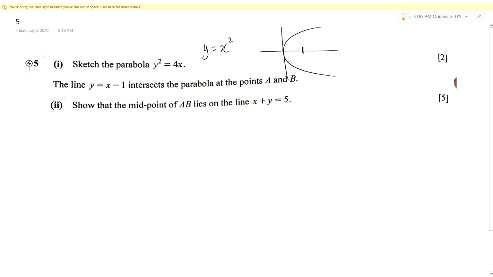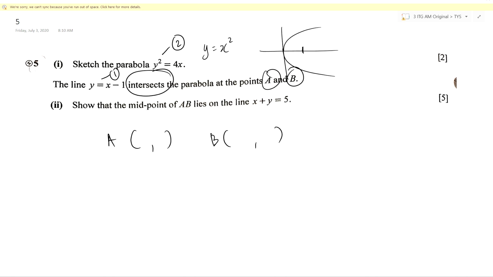Next part, the line y equals x minus 1 intersects the parabola at A and B. Intersection, understanding the problem, means finding solutions to our simultaneous equations. So equation number 1, equation number 2, substitute. So we can get points A and B. A will be a set of coordinates, B will be a set of coordinates. Next part is 5 marks. Let's see what they want.